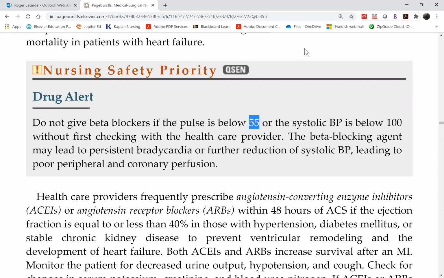Pretty much remember that MI killed parts of the heart. We don't want that heart beating too fast. So we want to keep it low, keep it between 55 and 60.